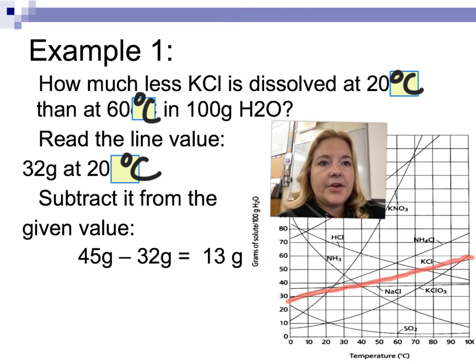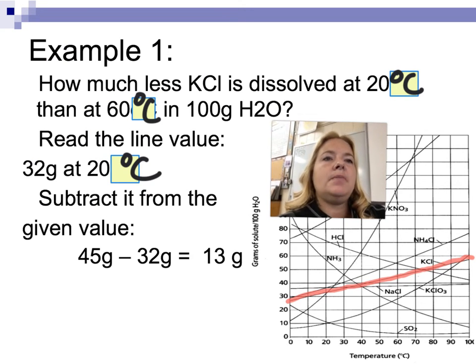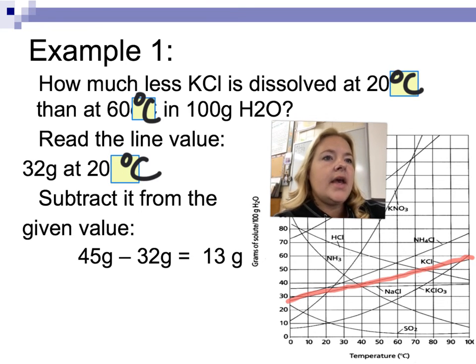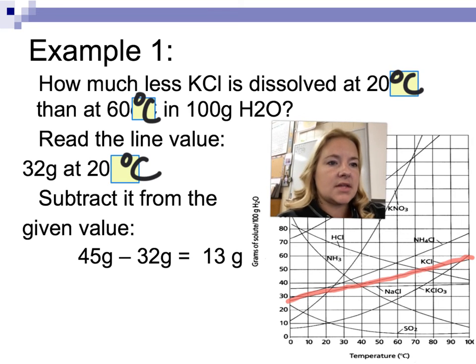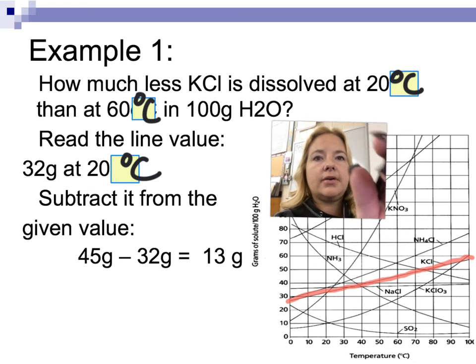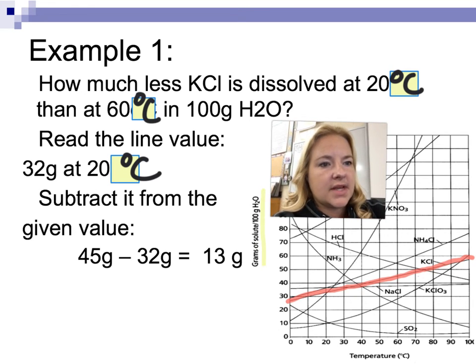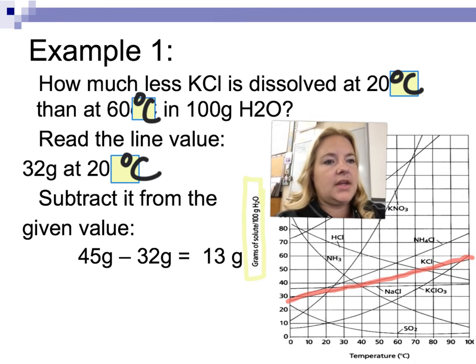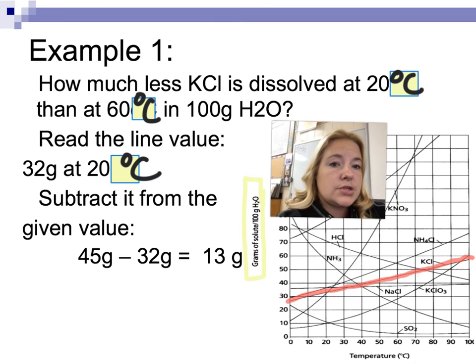Let's do an example of another problem. This one says: how much less potassium chloride, KCl, is dissolved at 20 degrees Celsius than at 60 degrees Celsius in 100 grams of water? The nice thing is that it is asking us for 100 grams of water, and the graph is already telling us how much will fit in 100 grams of water. So we don't have to do too much math. All we have to do is subtract the two values.